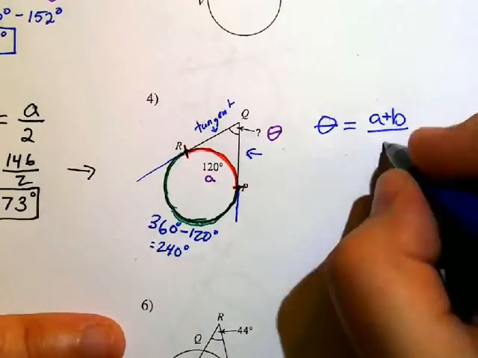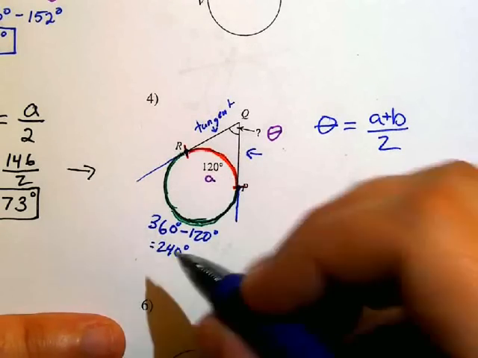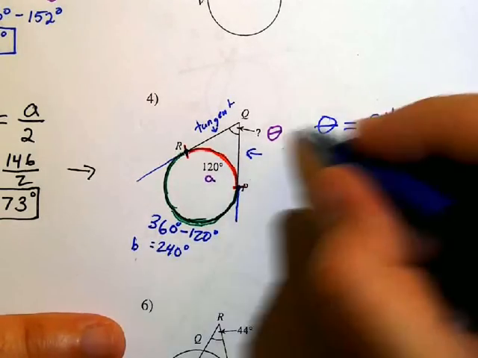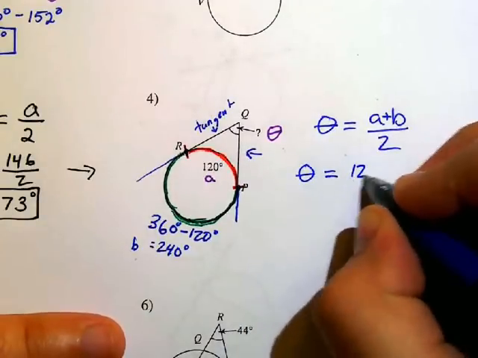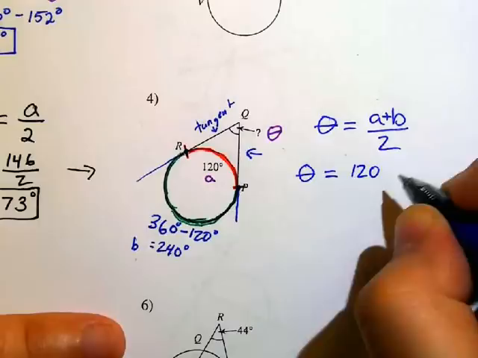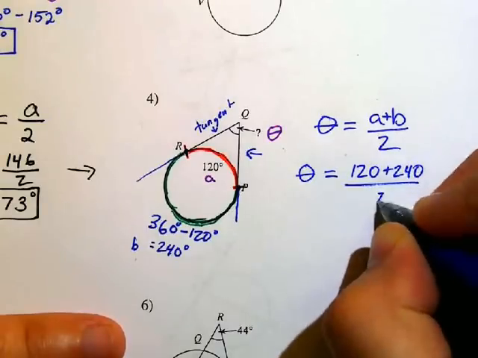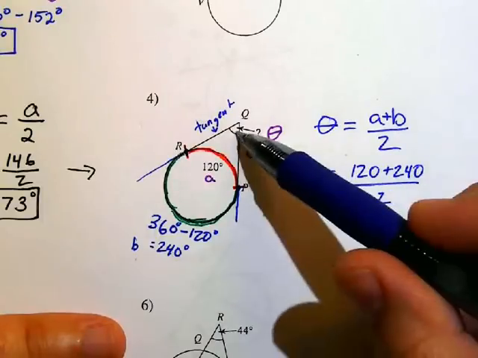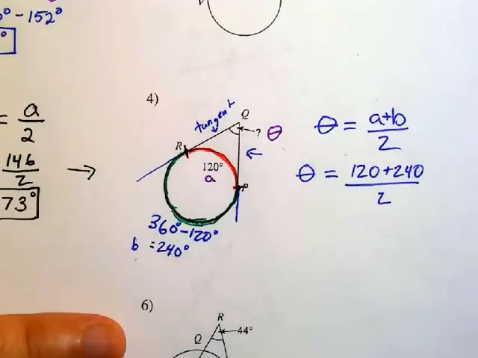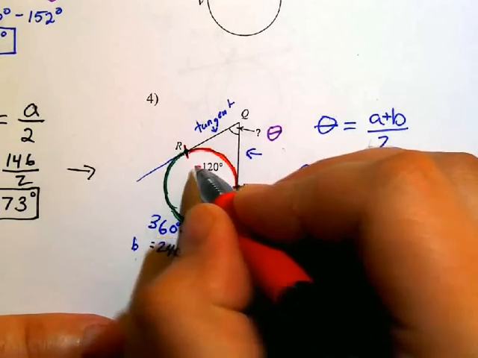Theta is the average of the two, right? We've been averaging A and B together and dividing by 2. So A was 120, B we could call 240, and theta is the one we don't know. So theta equals 120 plus 240 divided by 2. Well, that's just going to be 360 divided by 2, and that's 180, which doesn't make sense because that angle is no way 180. So what is it that I'm missing about this one?